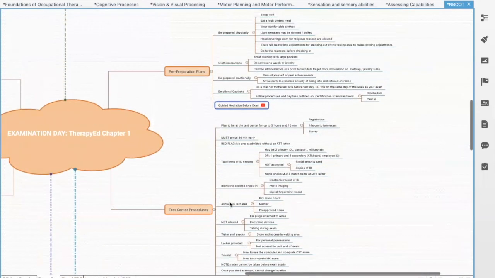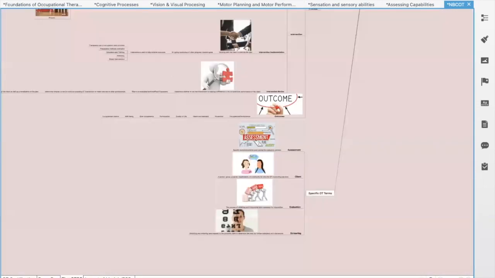And I did go ahead and add a little guided meditation video to this concept map. This is just to help you with any type of test anxiety and also to help you get in the mindset before you take a long exam, because the NBCOT is a really long exam and you're going to be sitting there for 4 hours. So kind of getting yourself in the mindset of that.